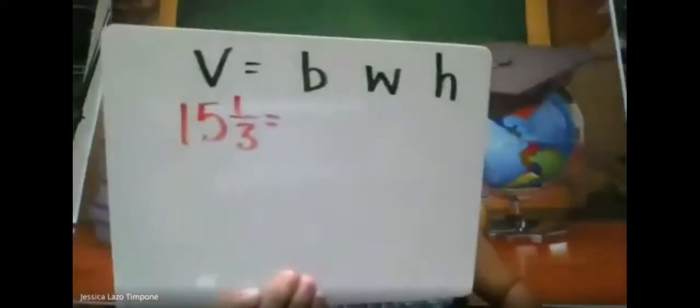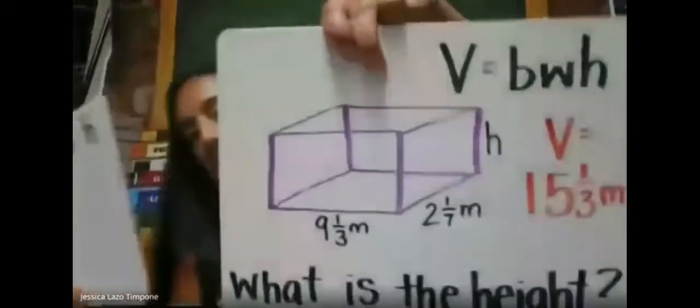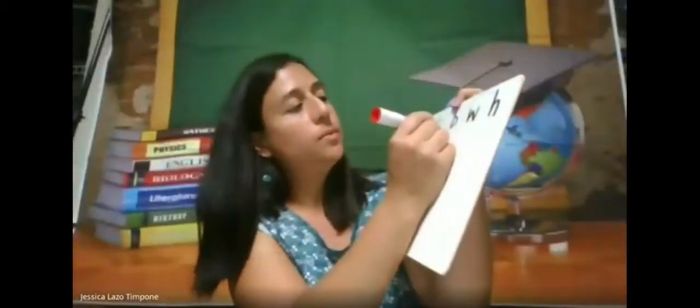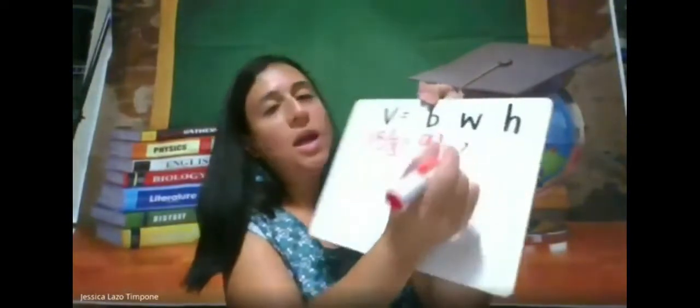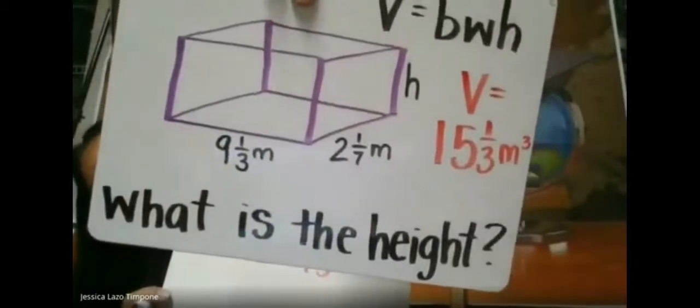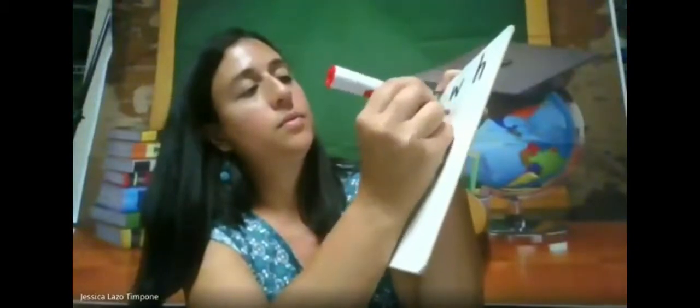Equals, and then we're going to look at our problem and see what the base is. So the base is 9 1/3. So underneath the B, we're going to write 9 1/3. And when they're all squished together like this, it's multiplication. So we're going to put times. And what is the width? 2 1/7. So we're going to write 2 1/7 times. And we don't know the height because that is our question, what is the height? So we're going to keep that as H because that is our unknown.